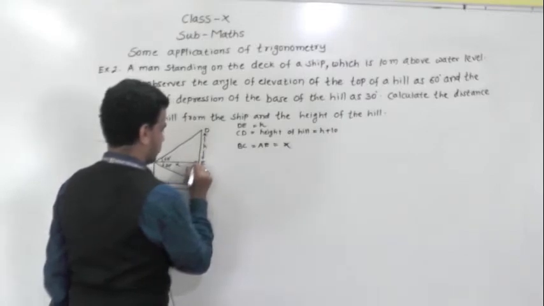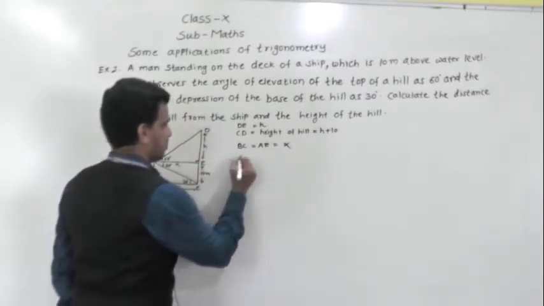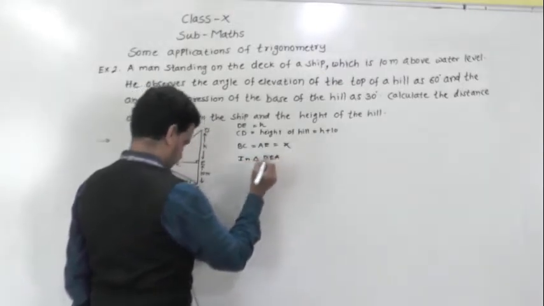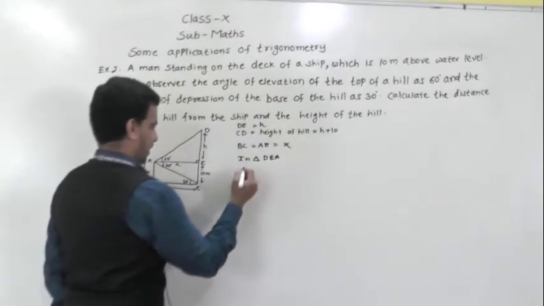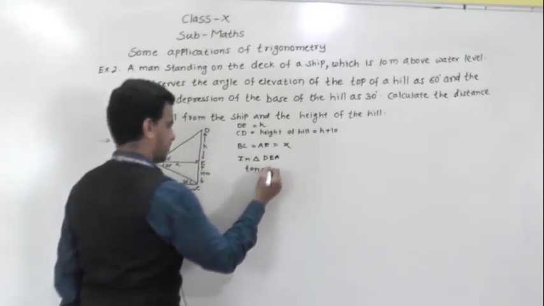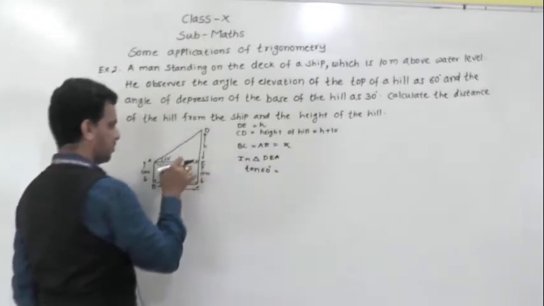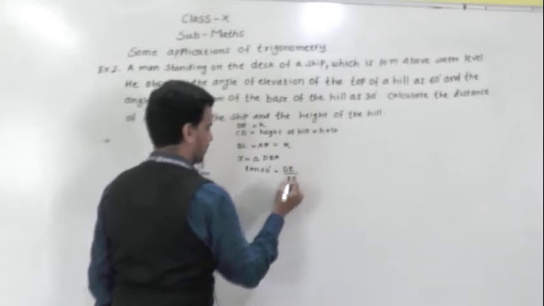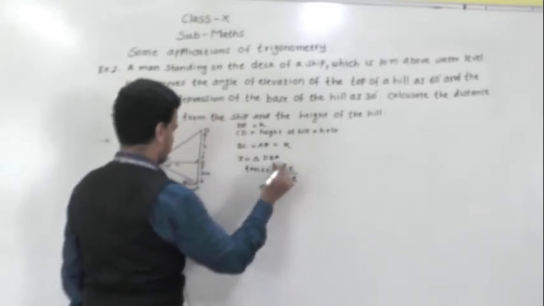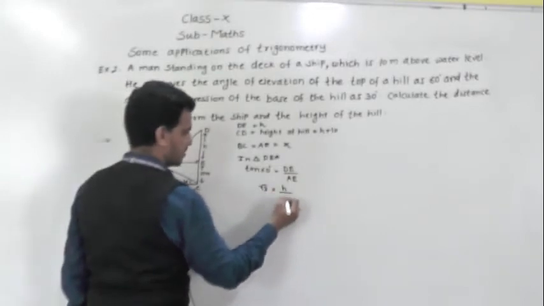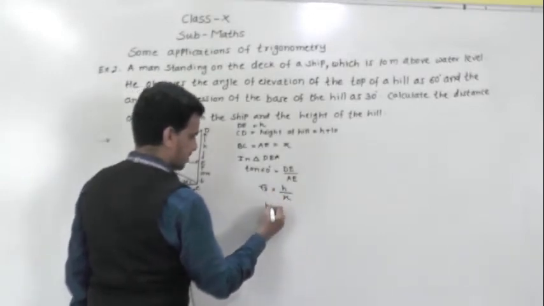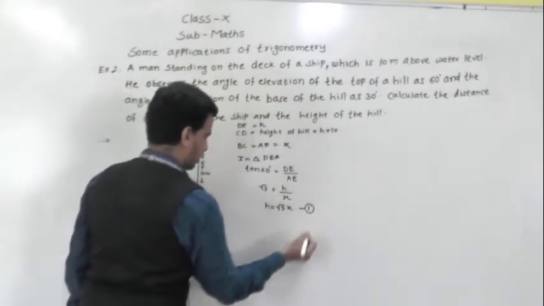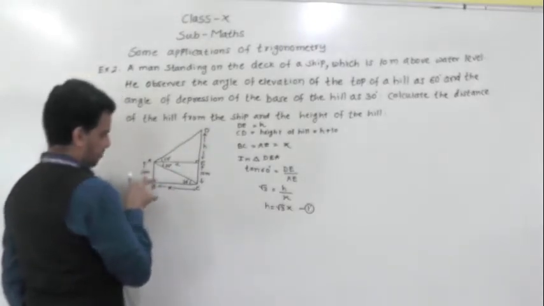This angle is a right angle. So in triangle DEA, tan 60 degree is equal to DE upon AE. Tan 60 is root 3. DE value is H, AE is X. So H is equal to root 3 X. This is the first equation.